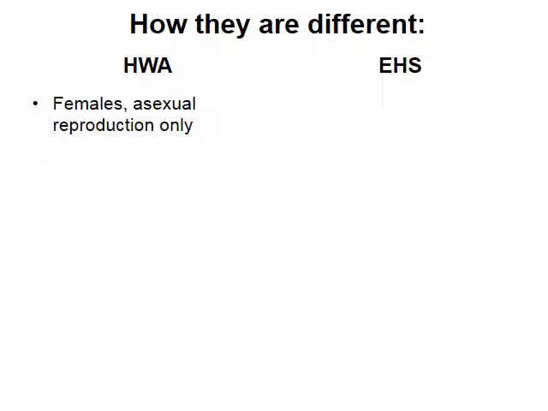For the Hemlock woolly adelgid, there are females only in this part of the world. So in their invasive range in the eastern part of North America, they only go through asexual reproduction, and all of the adults are female. Whereas the scale has separate sexes, males and females, and they go through sexual reproduction only.